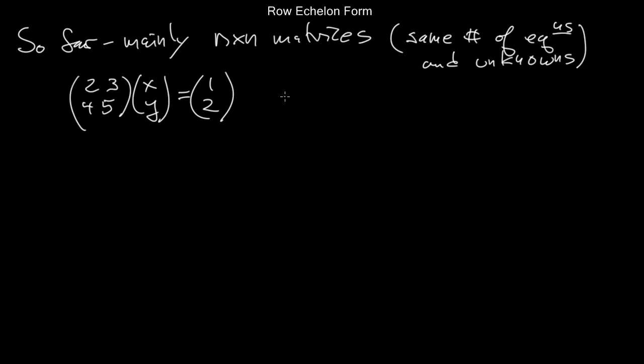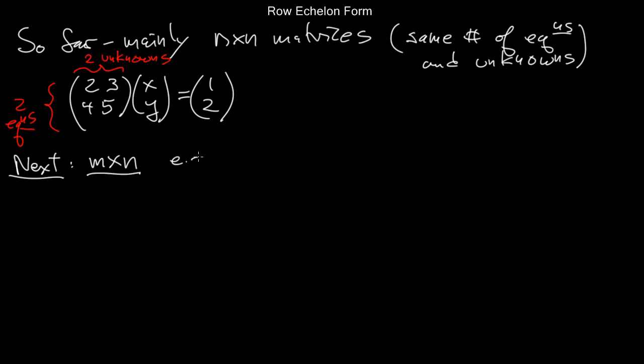then the number of rows is the number of equations, in this case 2, and the number of columns is the number of unknowns, in this case 2, which are x and y. And I want to turn next to a situation where these aren't equal, so we're talking about m by n matrices. So let's just look at a very simple example. You have a 2 by 3 system like this.